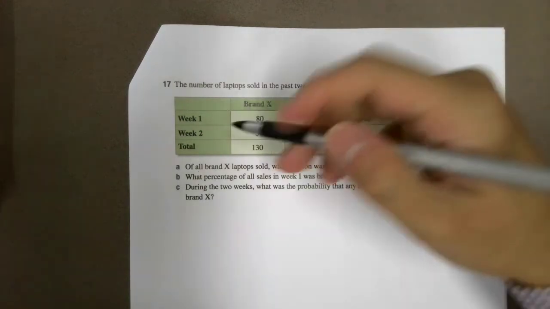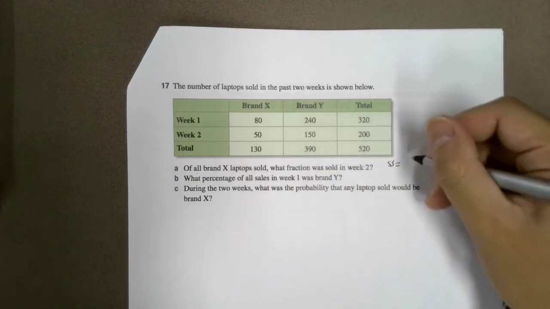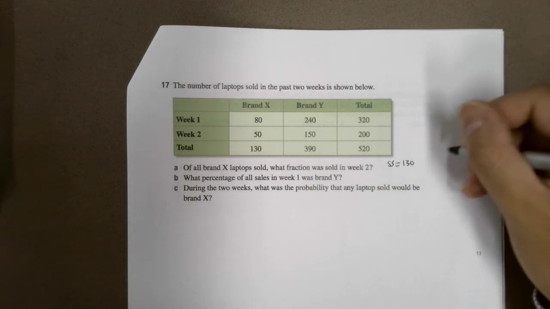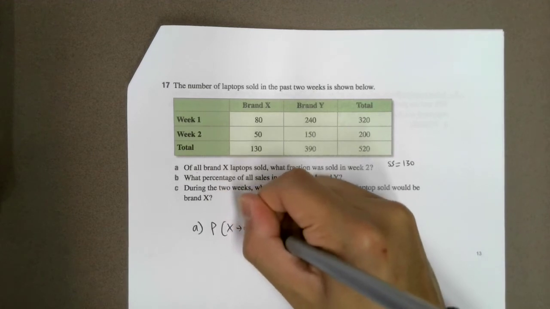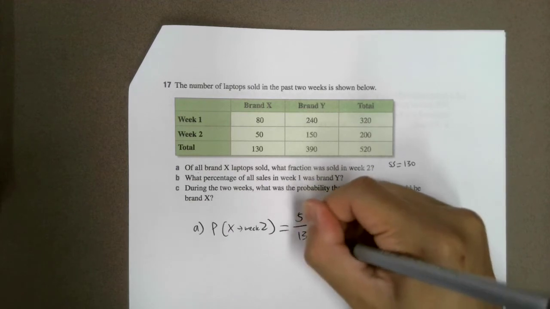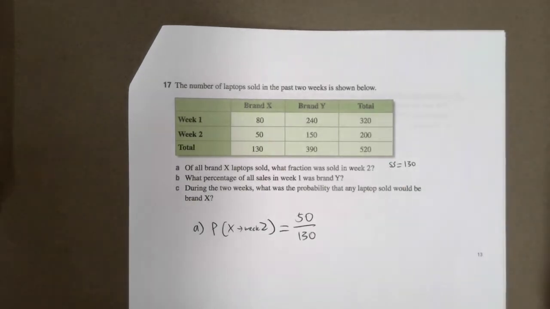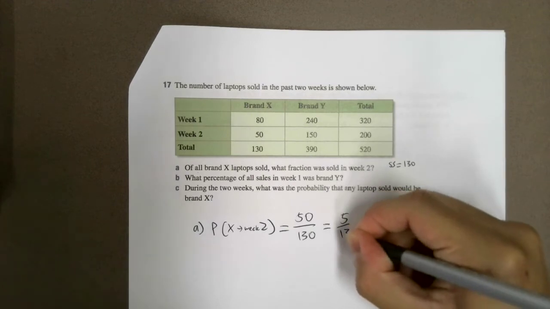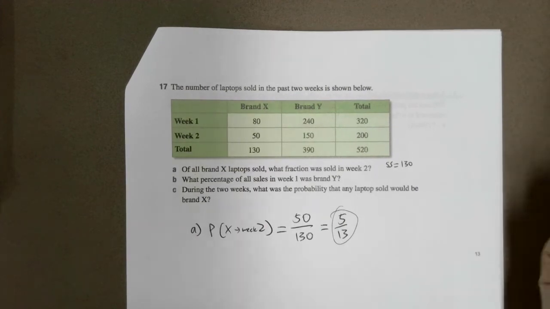Okay, so here, our total, our sample space for all the brand X laptops is actually 130. The ones that were sold in week 2 is 50. So, the probability of brand X laptops in week 2 is found by doing 50 over 130. Now, girls, remember, in your calculator, you can cheat and simplify this without using your brain. Type in 50 over 130 and you will get 5 over 13. Alright, that is the simplest fraction we can make.